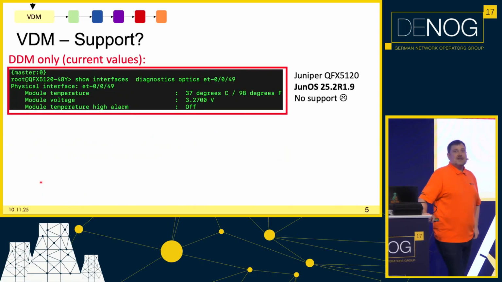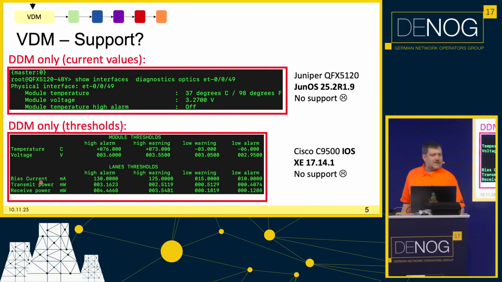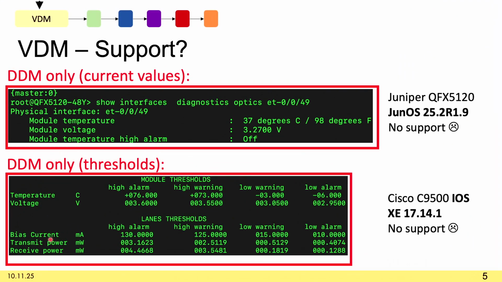But now let's look at the switches, how they deal with that. And this was a little bit disappointing because 2 switches we have in our lab did not report any VDM. And it's a little bit difficult to find out as well because usually the manual does not talk so much about it. You get to see values and that's it.